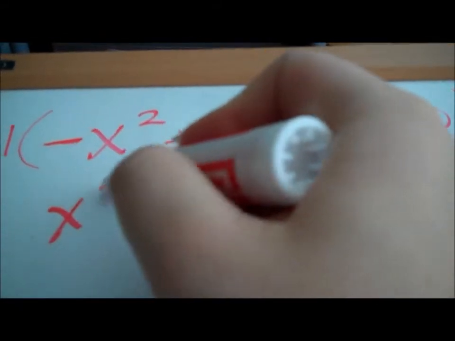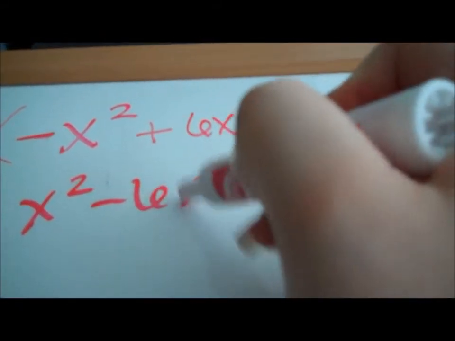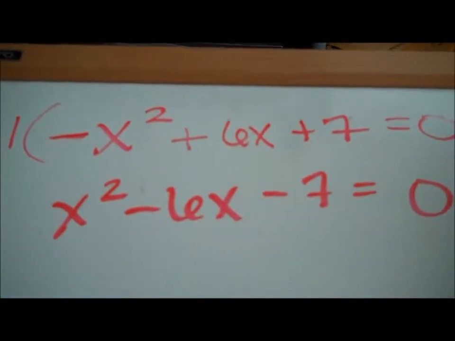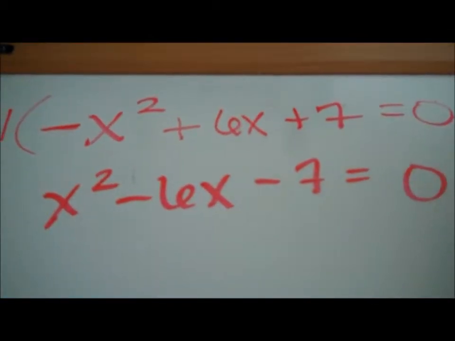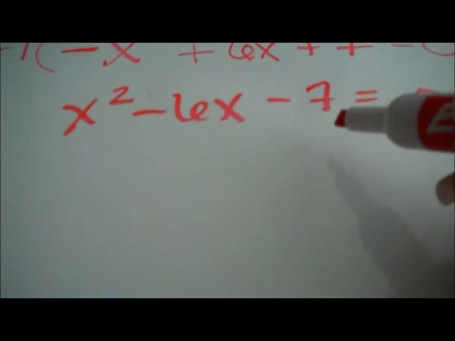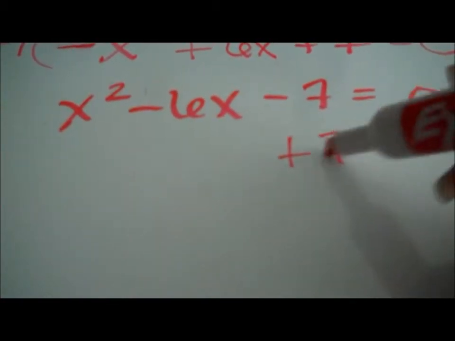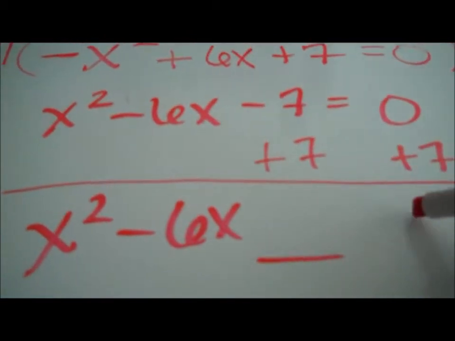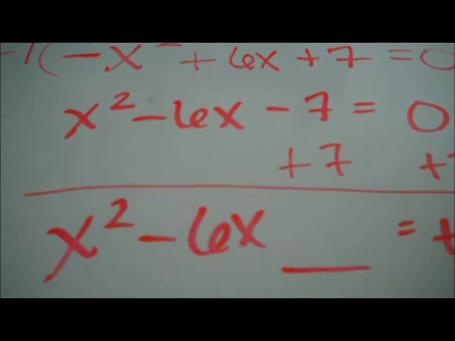By doing that, I get x squared minus 6x minus 7 equals 0, because again, a negative 1 times 0 is 0. I need to move my C value to the other side, so by adding it to both sides, I get x squared minus 6x blank equals a positive 7.